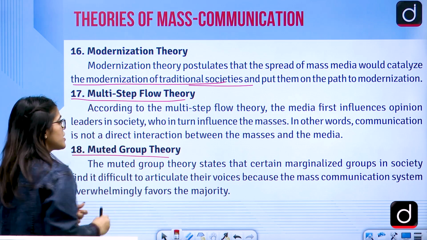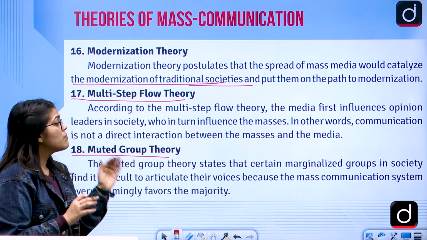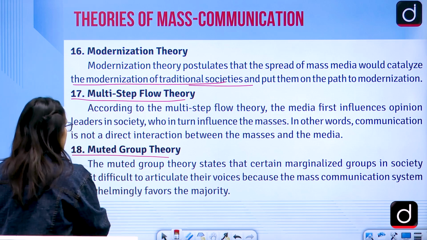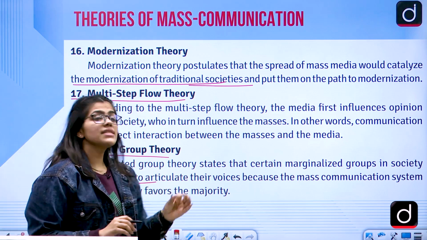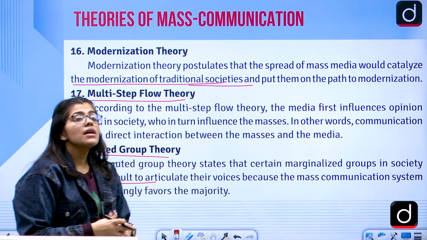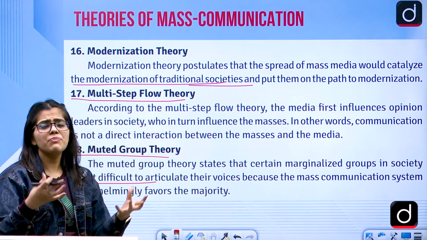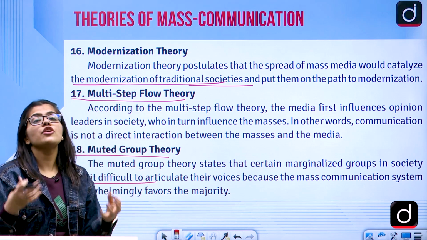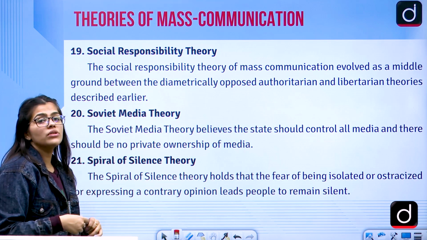Then you have the muted group theory. So the muted group theory states that certain marginalized groups in the society find it very difficult to articulate their voices. So this theory says that till now we have this thing in the media that only the privileged people are given power and the few people who are the minority people are not given that much power. So they only think about the authority.